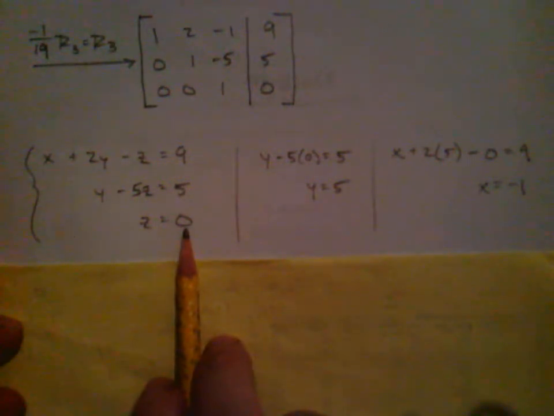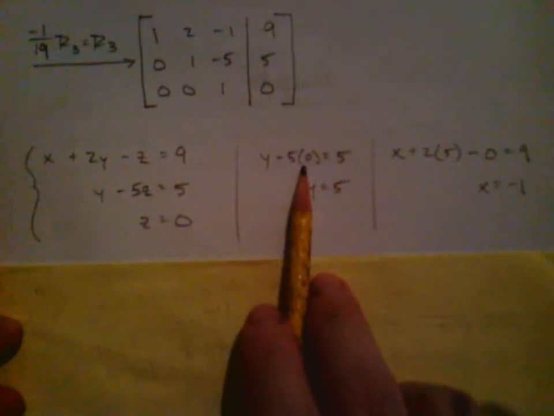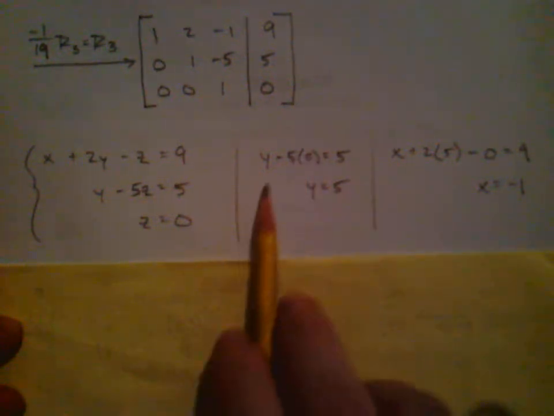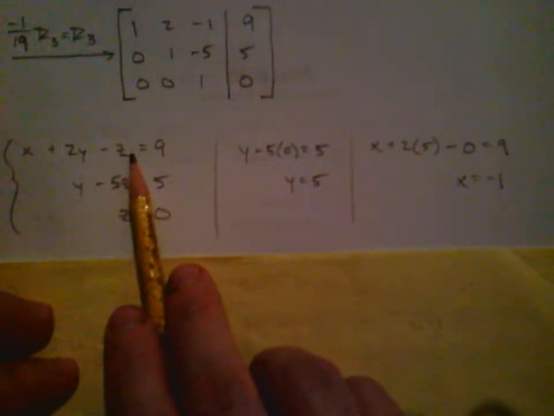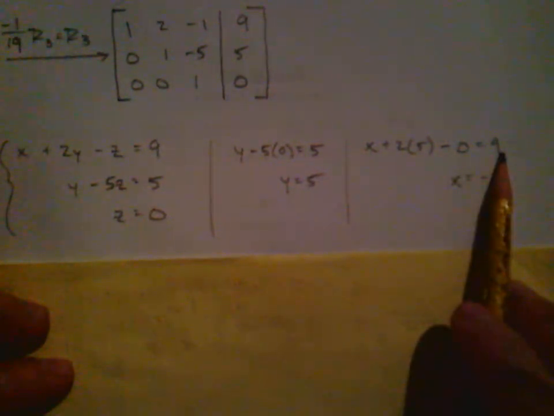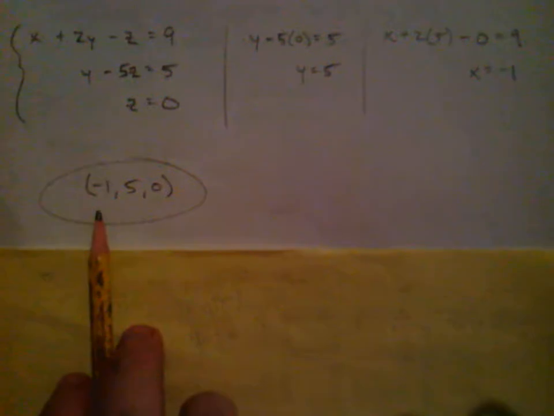So what we'll do, once we know that z value, put it in right here above it, and we'll work our way up. So put that 0 right there. Y minus 5 times 0 equals 5. Well, that's gone, so y just equals 5. Now I know y and z. So let's go back to the first equation. Put 5 in there, put 0 in there. X plus 2 times 5 minus 0 equals 9. Well, that's 10, so subtract, x equals negative 1. And just like that, from the row echelon form, the answer comes out very quickly as an ordered triple, negative 1, 5, 0.